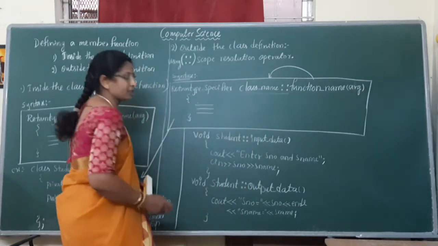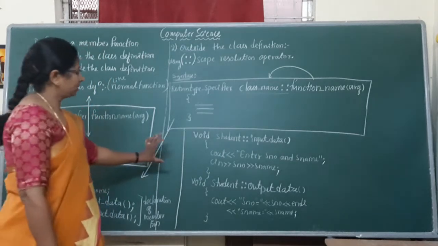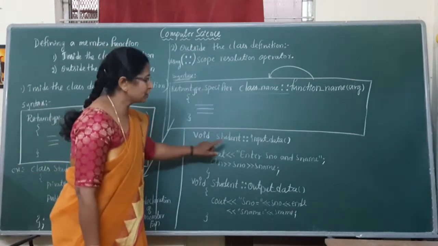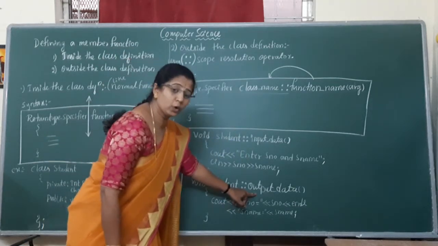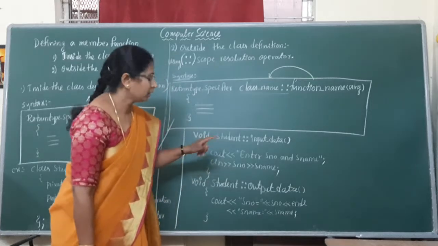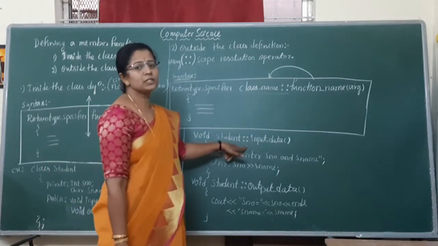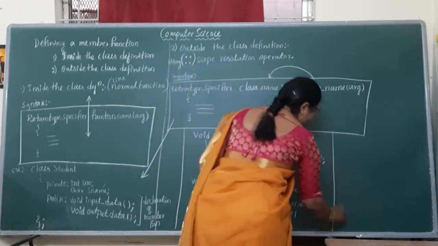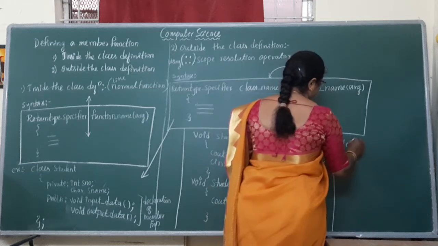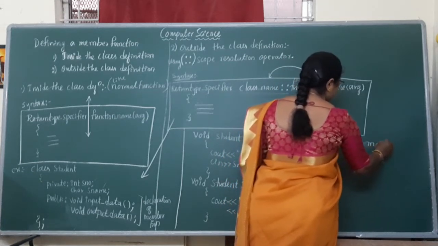This is terminated. This is the class definition. This is the member function definition for input data. Member function definition for output data. Where have we done it? We have done it outside the class using the scope resolution operator. Same void main. There is no change in the void main function, as it is copied.